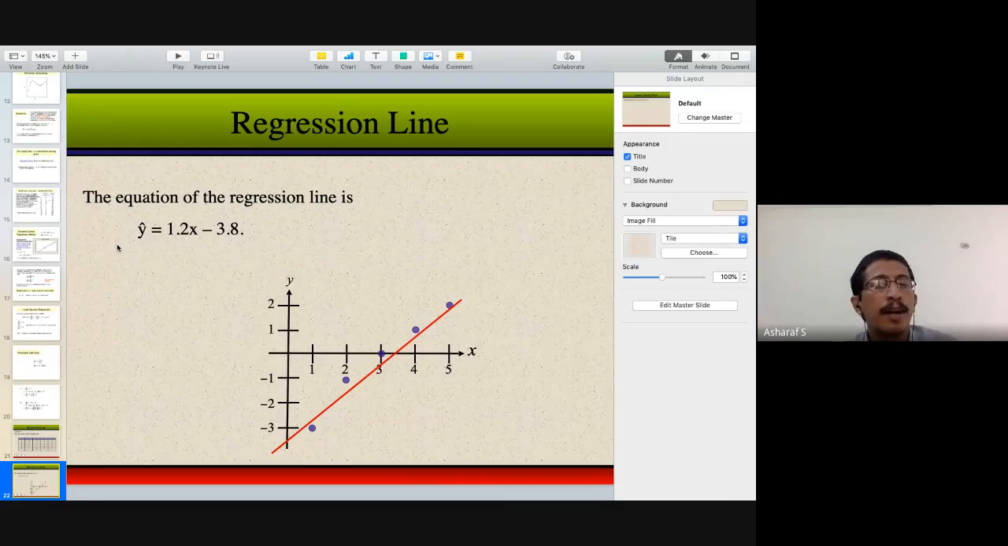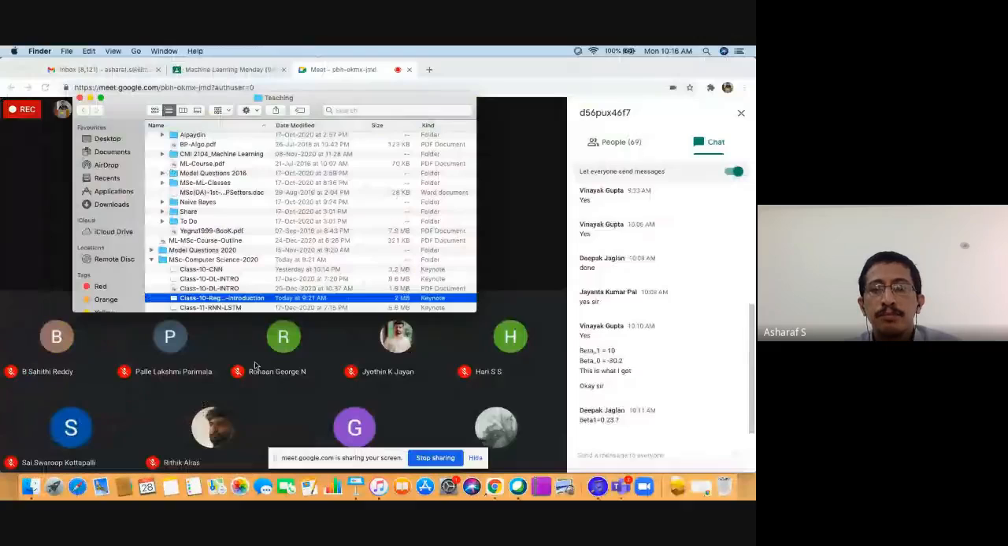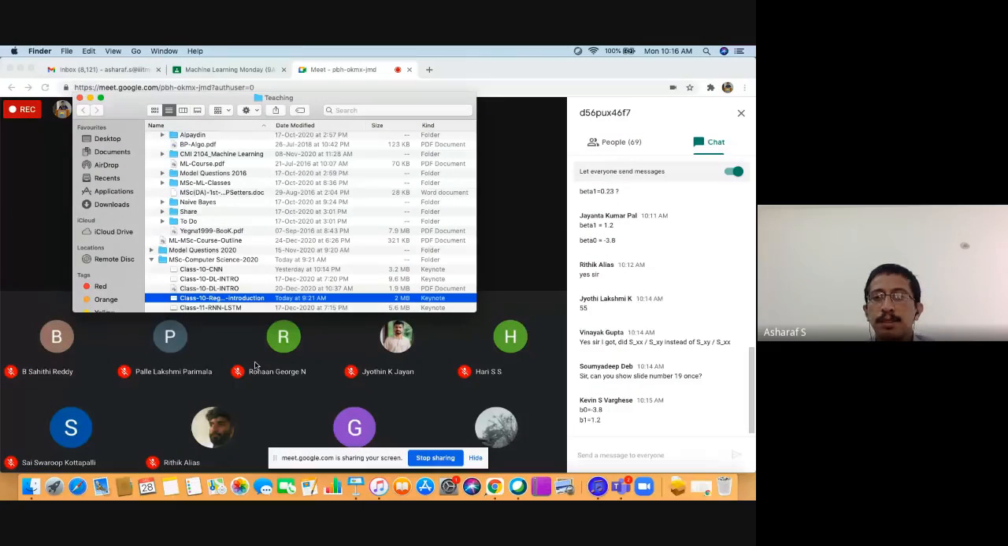These are the values that you get. Don't worry, you can even look at this line. The line will look like this with this data. So yes, it's minus 3.8. Yes, that's true, Kevin, that's right.